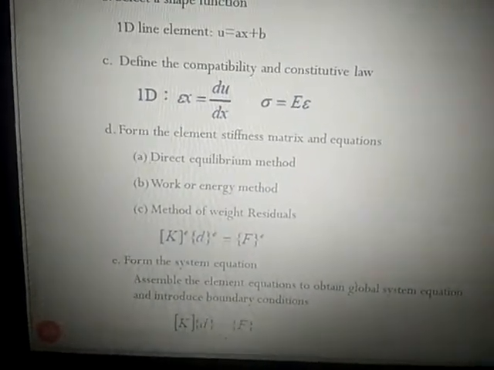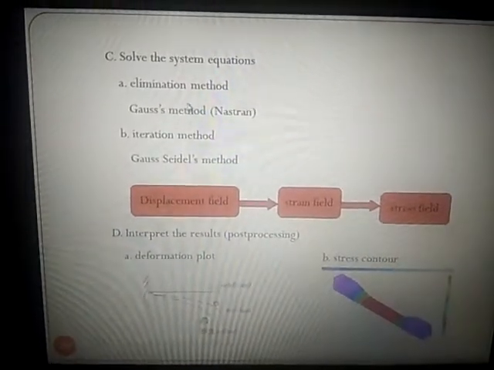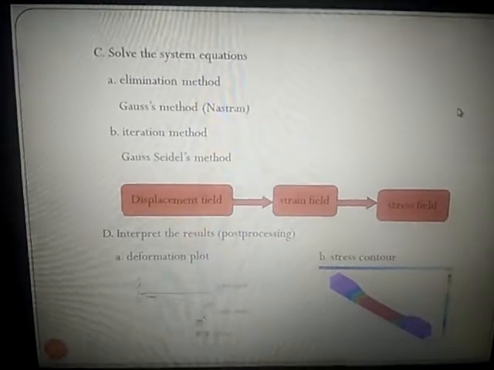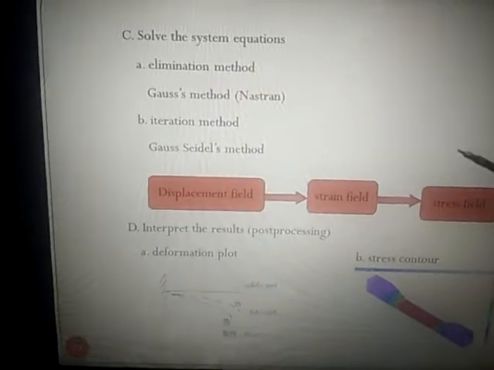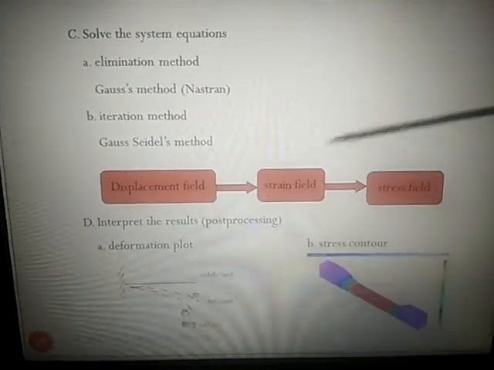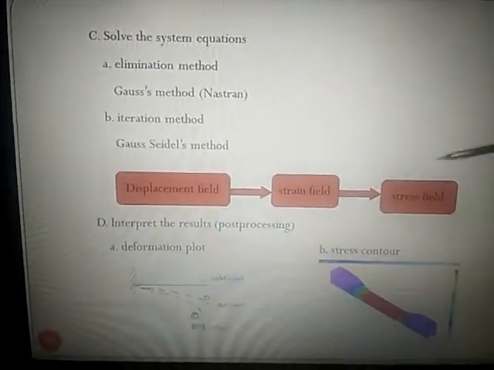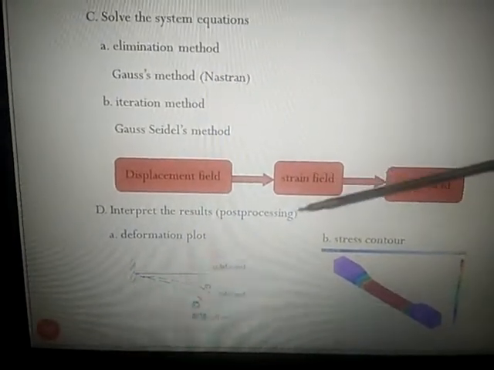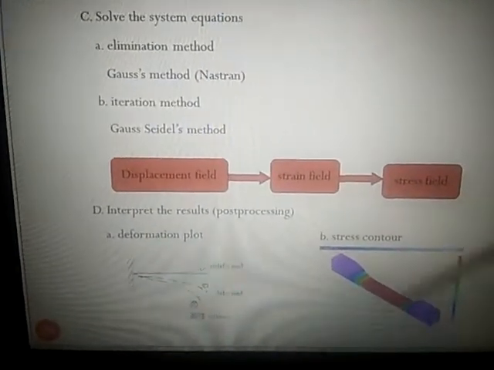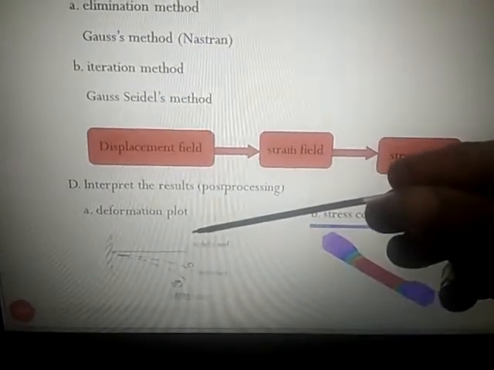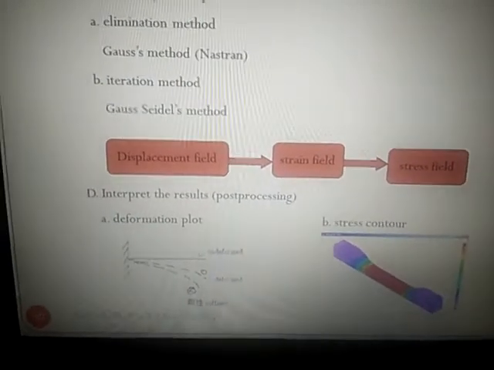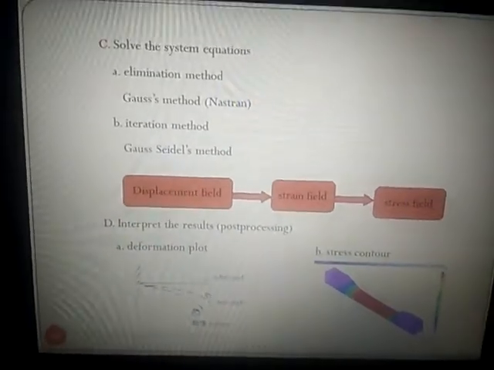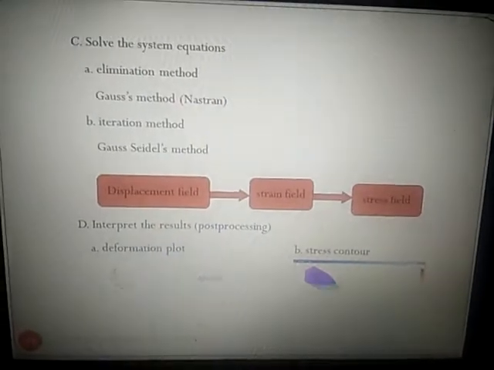From the system equation, that is what we have to assemble. Now you see, solve the equations by the elimination method, Gauss method, and there are iteration methods, the Gauss-Seidel iteration method. What we get is the displacement field, strain field, stress field. Interpret the results. This is the post-processing. For example, a cantilever free at the end, you see how it is getting deflected and what is happening to the stress contour, where the stress is maximum, where the stress is minimum; we can get this from FEM.